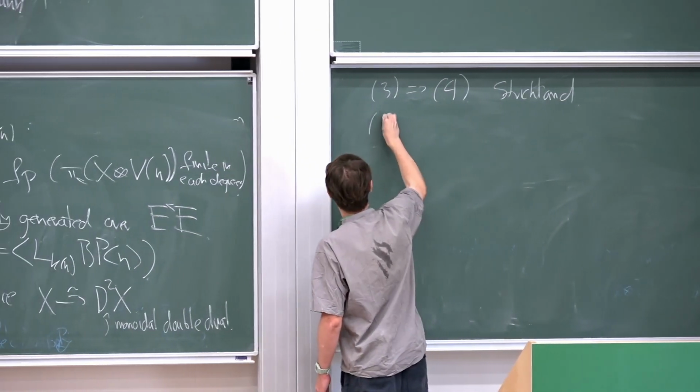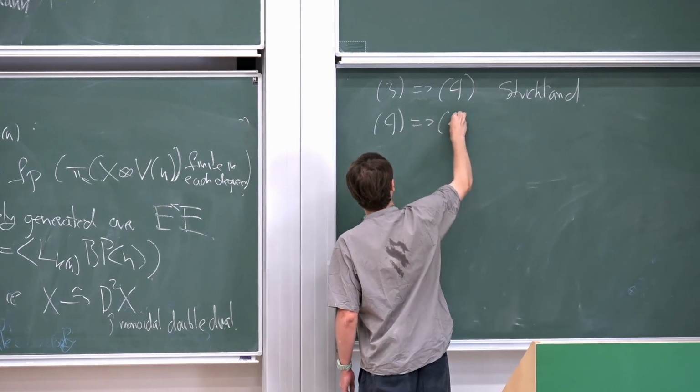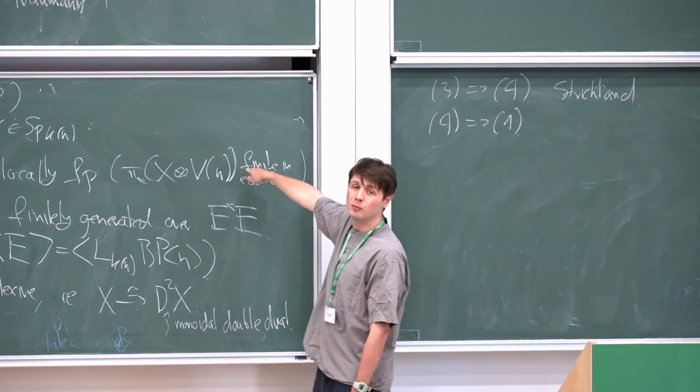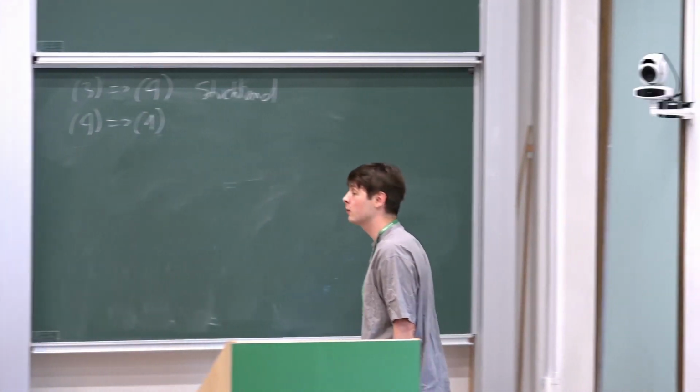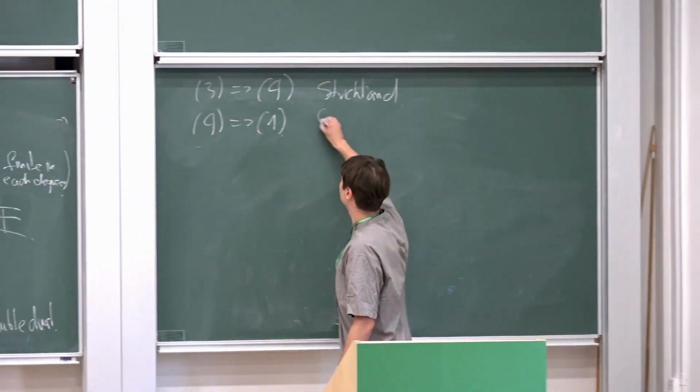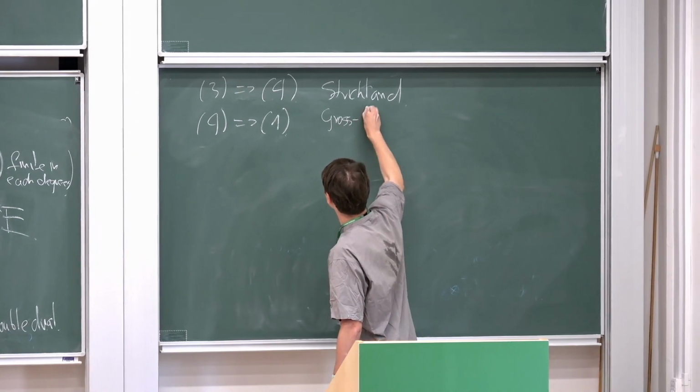And finally, 4 implies 1. So you know that something is reflexive, and you want to show that it has finite homotopy groups with coefficients in a finite complex of type n. That essentially follows from what's known as Gross-Hopkins duality.